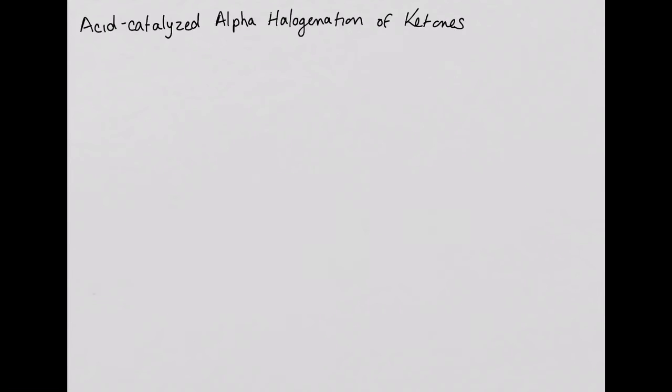The topic of this video is the acid-catalyzed alpha halogenation of ketones. In this reaction, a small amount of acid catalyst is used to replace one of the alpha protons of a ketone with halogen. There are two differences between this reaction and the base-promoted alpha halogenation of ketones.